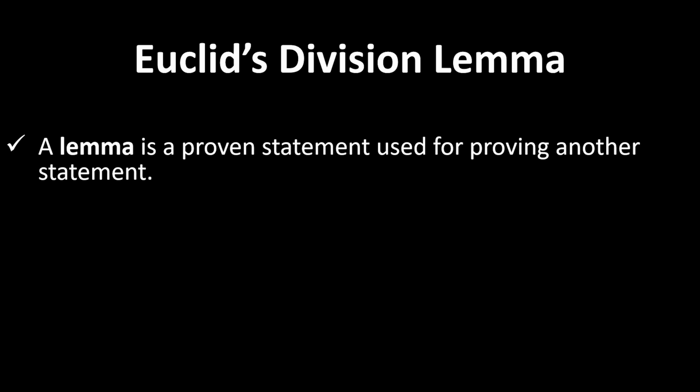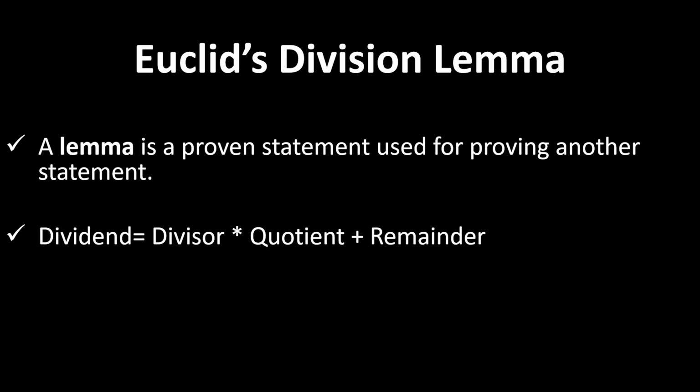With these three examples, let's discuss what is Euclid's division lemma. First of all, what is a lemma? It is a proven statement that is used for proving another statement. A statement which is already proven to be true and that you are using to prove something else. So we have been learning throughout that dividend equals divisor into quotient plus remainder in our previous classes.